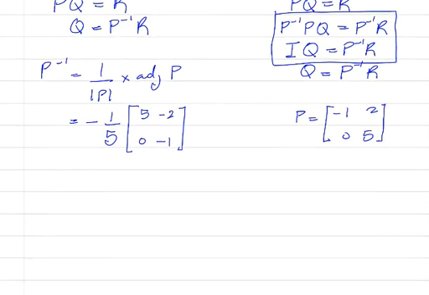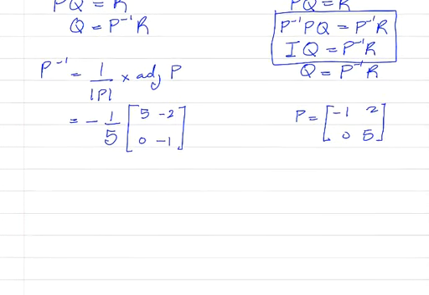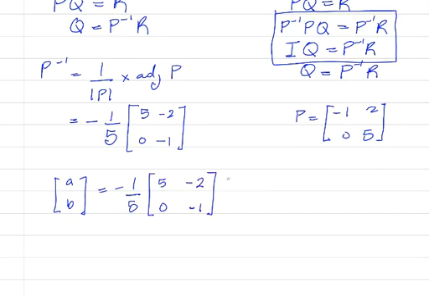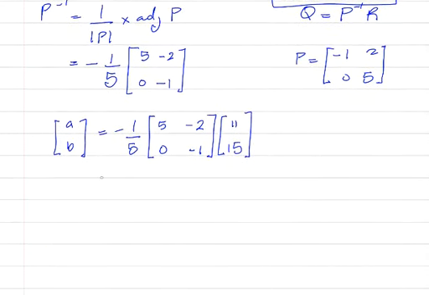So therefore, the solution of my matrix equation is Q, which is AB, equal to P inverse, which is minus 1 over 5, times the matrix 5, 0, minus 2, minus 1, multiplied by R, which is 11, 15. Alright, so let's deal with the matrices first. Multiply the matrices first and then come back to the fraction.